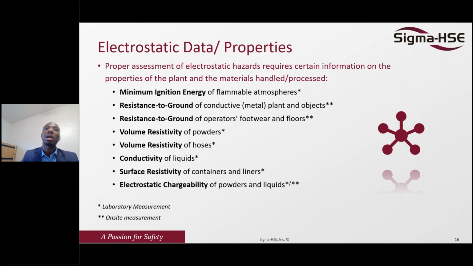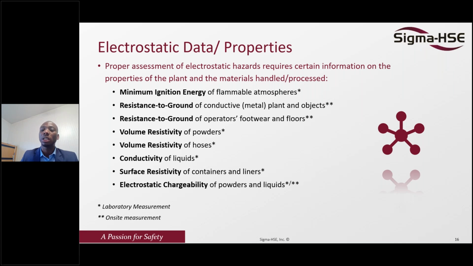And that is something that I need to know with my megohmmeter. I need to know, in the case of operators, what is the resistance to ground of the operator, the footwear, maybe the gloves that they use. Is it static dissipative, is it conductive? I need to do all these kinds of measurements.